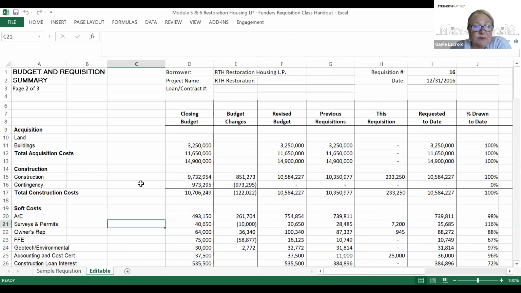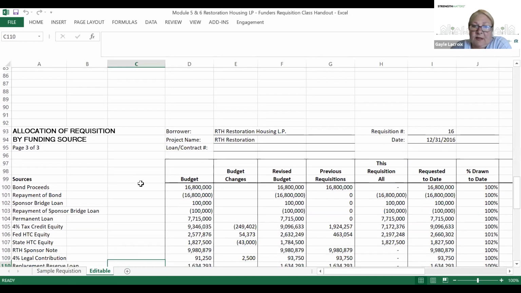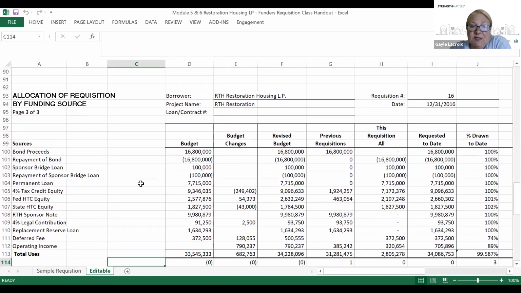Okay. So if you go down to row 100. In this format, the funding sources are on page 3 of 3, the uses are on 2 of 3, and then there's a summary on 1 of 3. So these are all your sources. And if you take a look, you'll see that bond proceeds are both a source and a negative source. And that's because the bond proceeds are used for the construction period, and then they're repaid by a number of sources down below. So a permanent mortgage for $7,715,000.